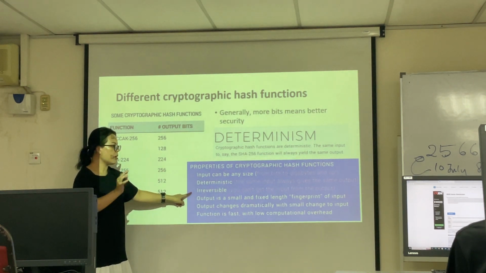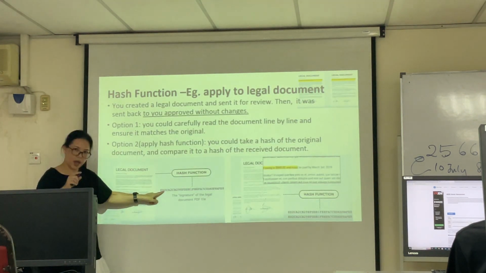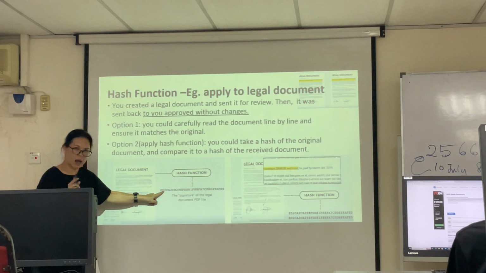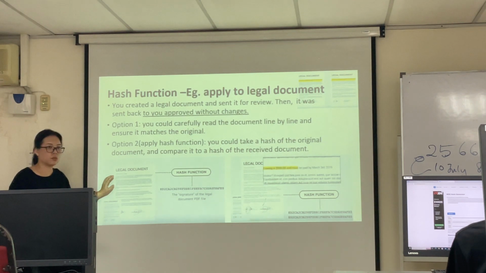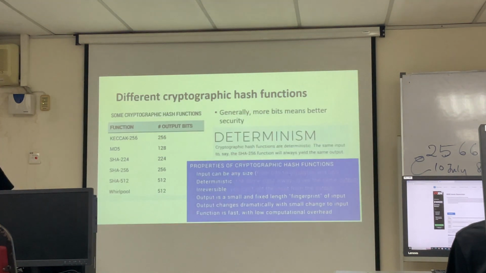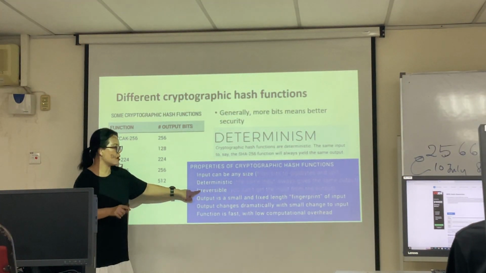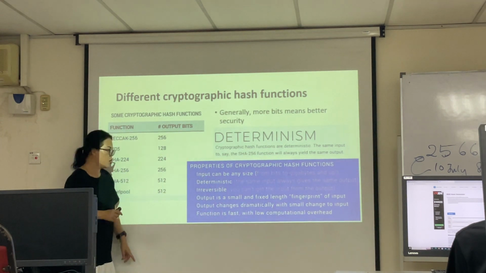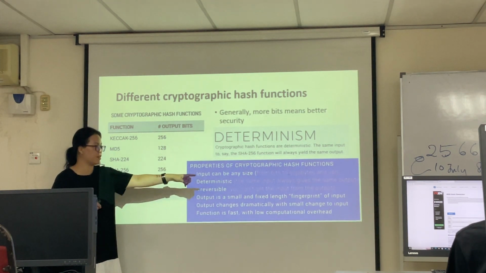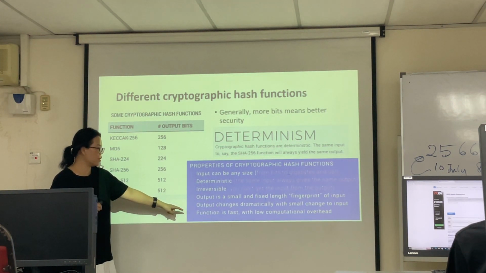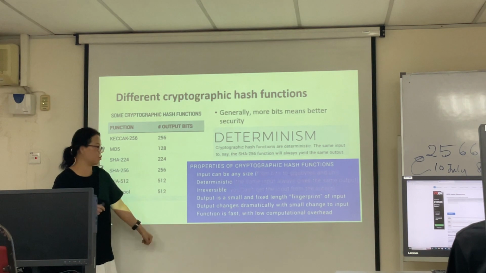It means that you cannot take my output, this hash value, this output fingerprint, to regenerate the entire document. You can't do so. Okay, impossible to reverse. You cannot do reverse engineering. So you cannot get the input from the output. No such thing. The output is small and fixed. That's why the output is the fingerprint of the input, and the output changes dynamically with a small change to the input.